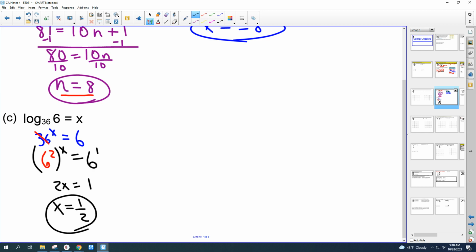And that should make sense. We just found the exponent. You know, what exponent is going to make 6? 36 to the 1/2 power is equal to 6.